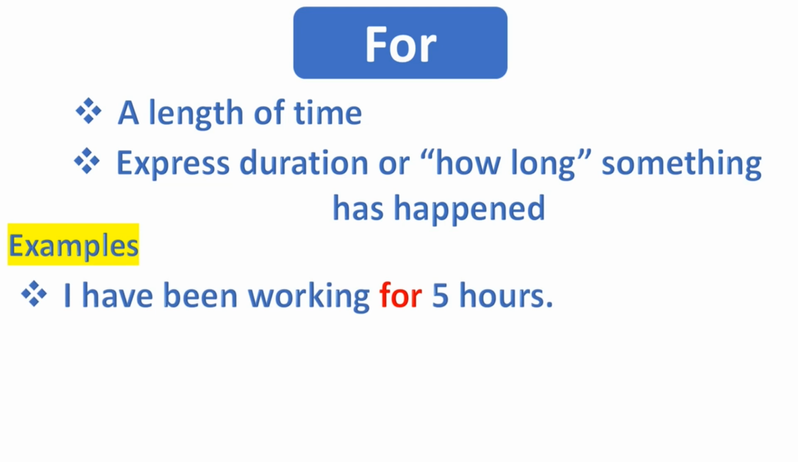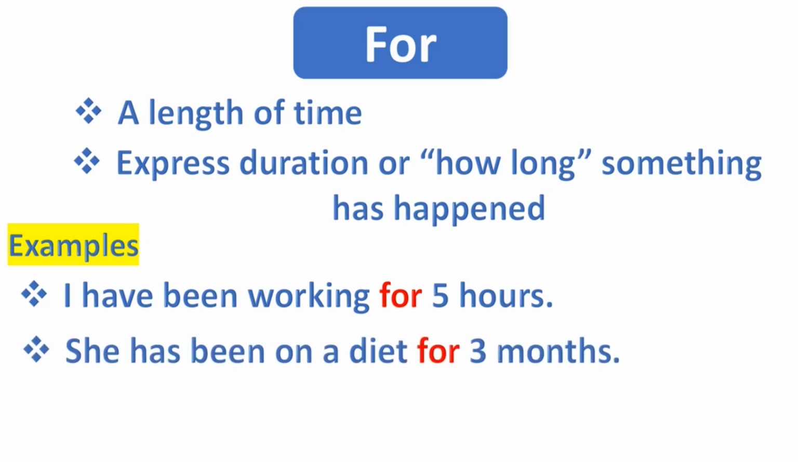The first sentence is, I have been working for 5 hours. In this case, we have a duration, 5 hours, and it comes after for. The next sentence says, she has been on a diet for 3 months. Again, we have 3 months, we show the duration of time, how long she has been on a diet. Again, notice it comes after the word for.